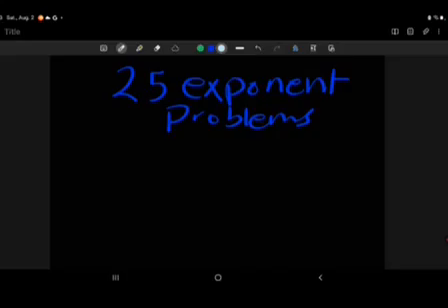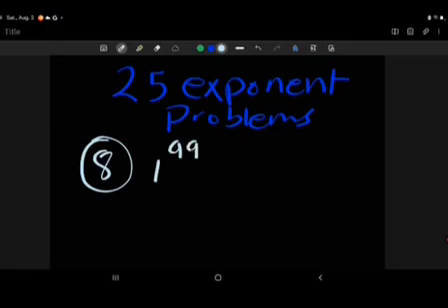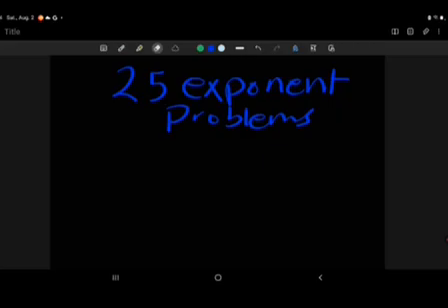Now, a problem similar to that is, this is problem 8. Let's say we take 1 to the 99th power, so we multiply it 99 times. What is that going to be equal to? Of course, the answer once again is 1, because we're multiplying 1 by itself so many times.